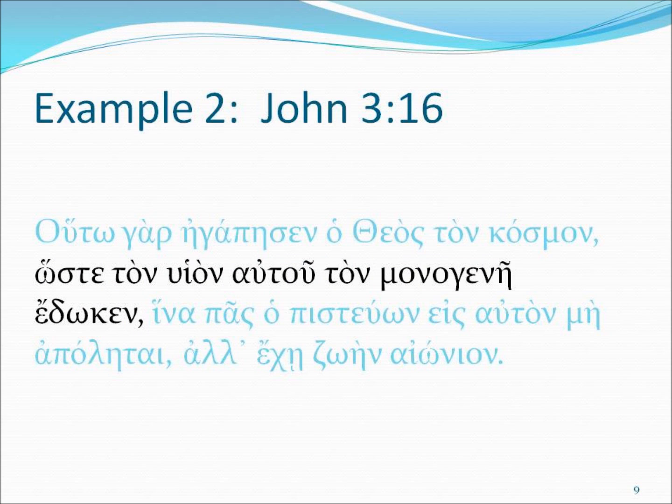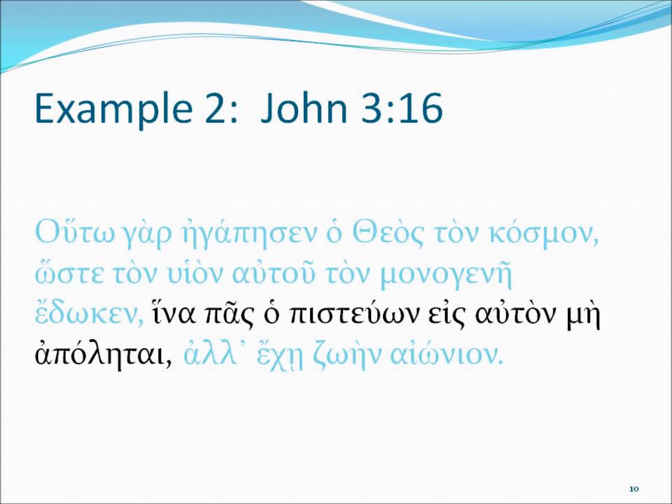Here's the second cluster. Hoste ton huion autou ton monogenē edōken. Note the rough breather mark above the first word, hoste. It's not oste, but it's hoste. Also notice the diphthong in the third word, huion. The fourth word also has two diphthongs. Au, tou, the smooth breather mark above the au, and the ou in tou. Autou.